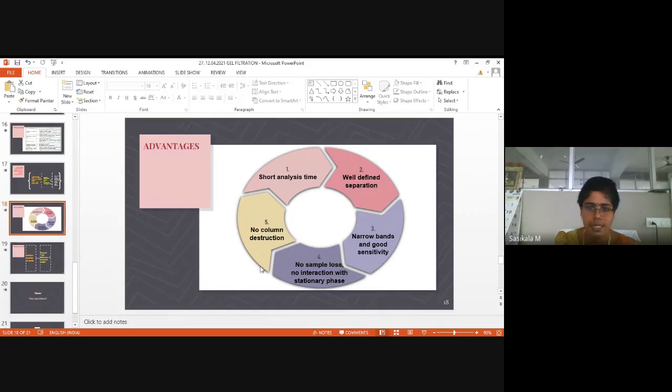Then no column destruction. The column will not be altered by any changes like chemical reaction of the sample or the mobile phase reacting with the sample. Likewise, no such destruction will be there with the column. So these are all the advantages of GPC: short analysis time, well-defined separation, narrow bands and good sensitivity, no sample loss and no interaction with stationary phase, no column destruction.